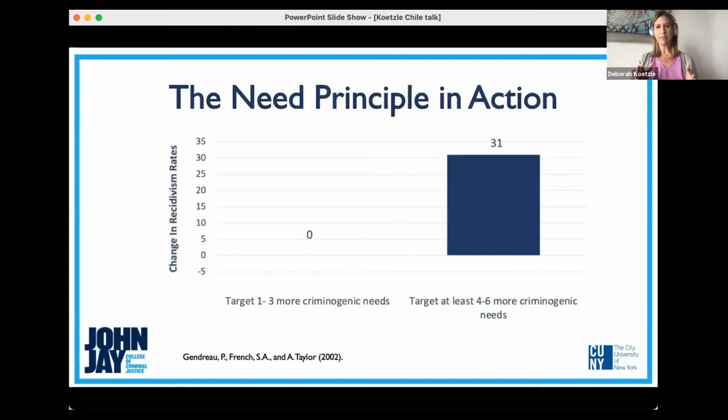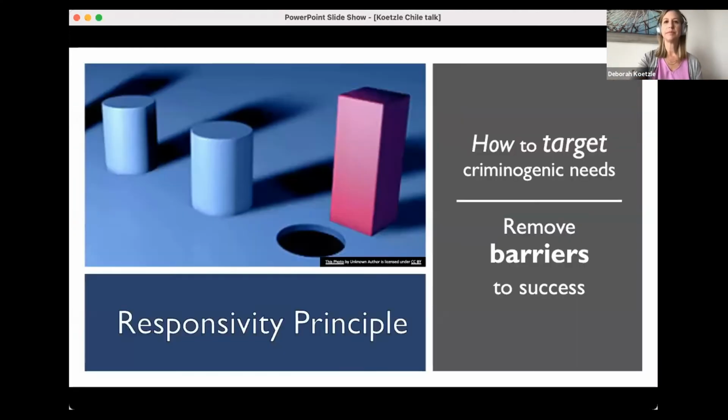I think what happens is we have a tendency to focus on general well-being, as we should, but we do that at the exclusion of these other very important factors. And so really thinking about how you balance and prioritize case plans around these need areas.